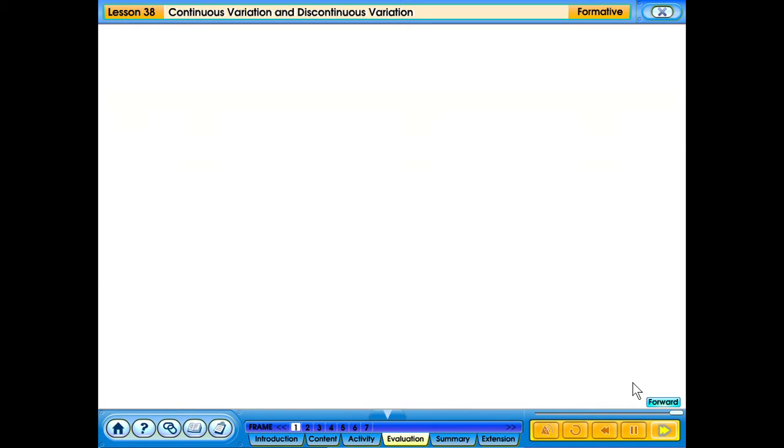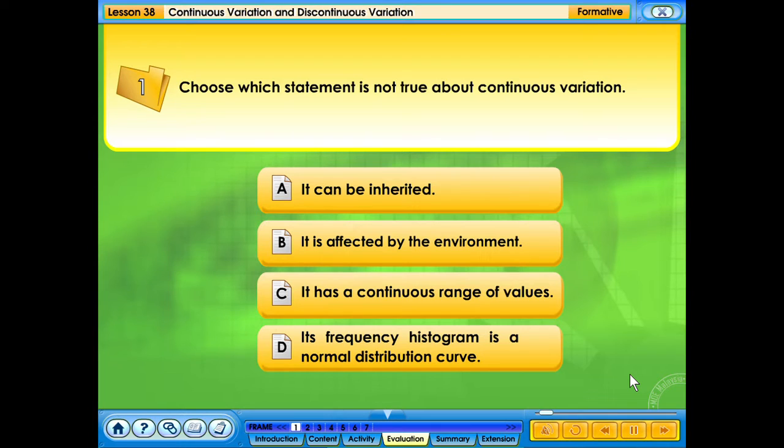Choose which statement is not true about continuous variation. A. It can be inherited. B. It is affected by the environment. C. It has a continuous range of values. D. Its frequency histogram is a normal distribution curve. Your answer is correct.